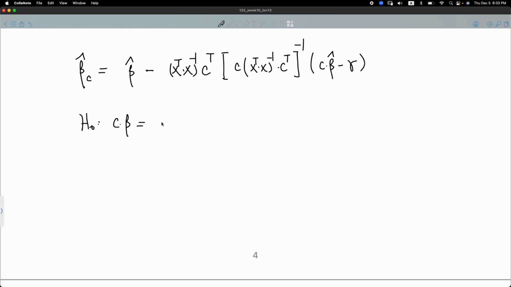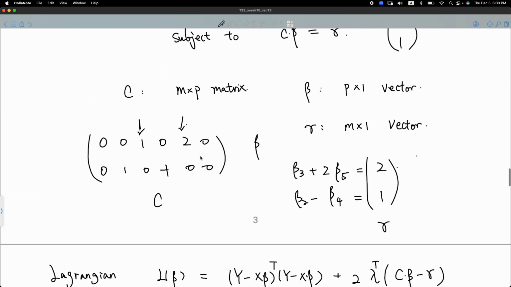So C beta equal to gamma. The following is regarding how to perform the hypothesis testing regarding the constraint that you impose. So maybe just going back to the gene examples. Maybe you think that the third gene is related or has some association with the fifth gene, or in some other way. So how do you perform hypothesis testing to see whether your hypothesis makes sense or not, or whether you want to reject that hypothesis or not? That is what we are going to do here.